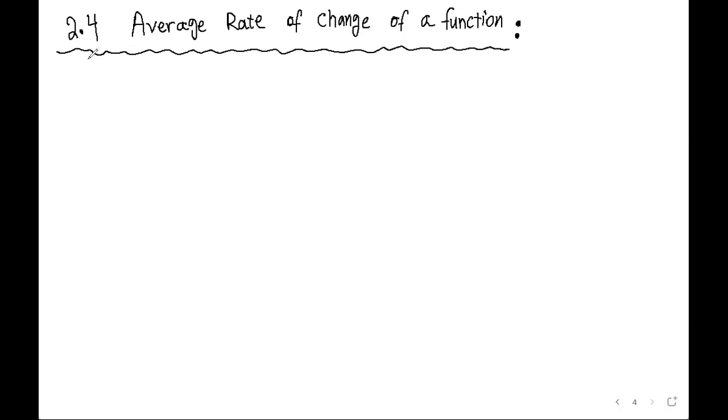So in this section, I'm going to give you only two formulas. The first formula is the net change of the function. The second formula is the average rate of change. And we're going to use these two formulas for all examples during this section.